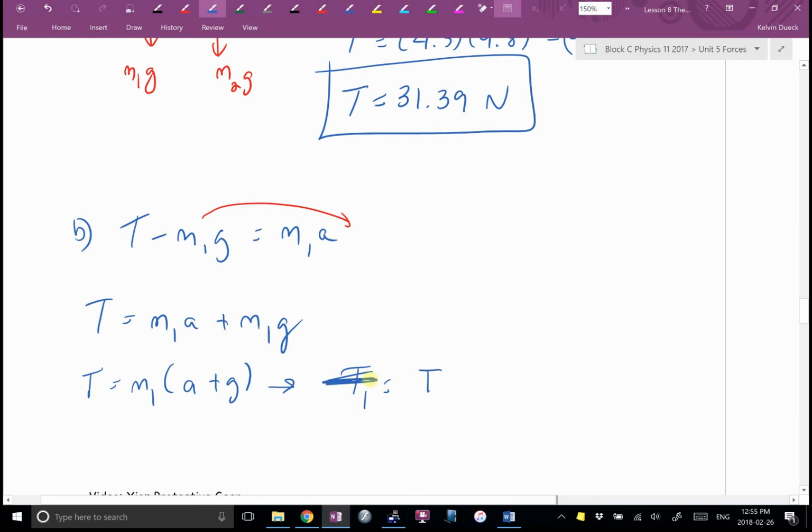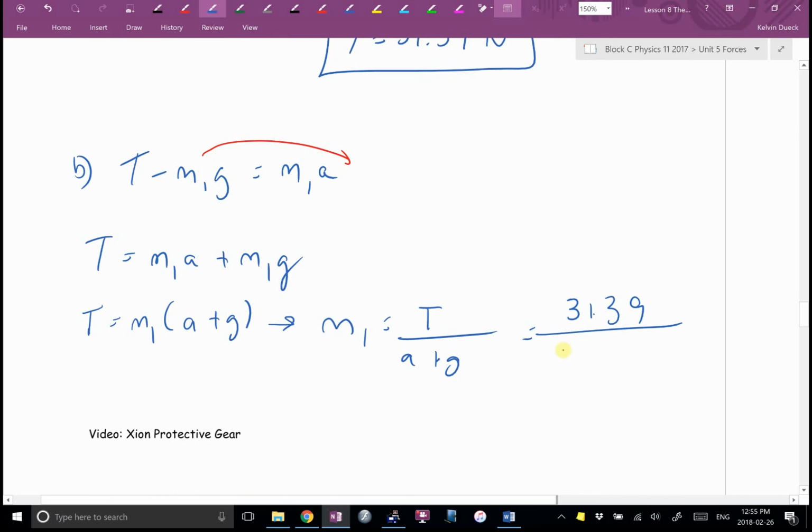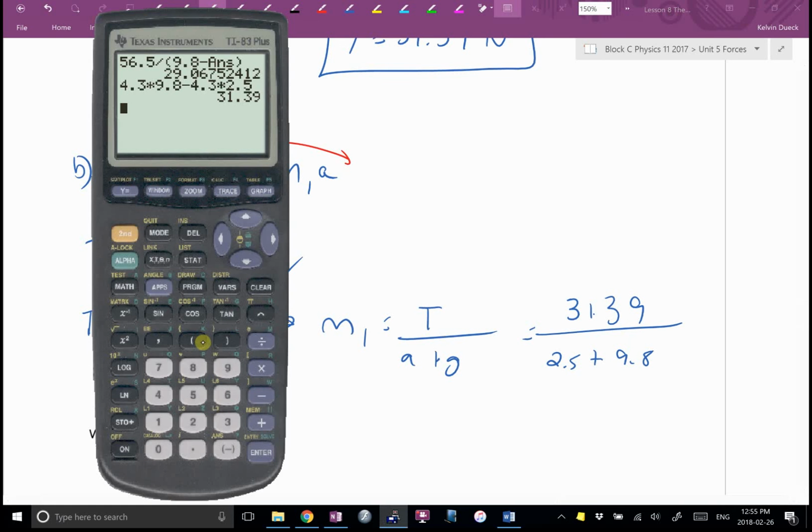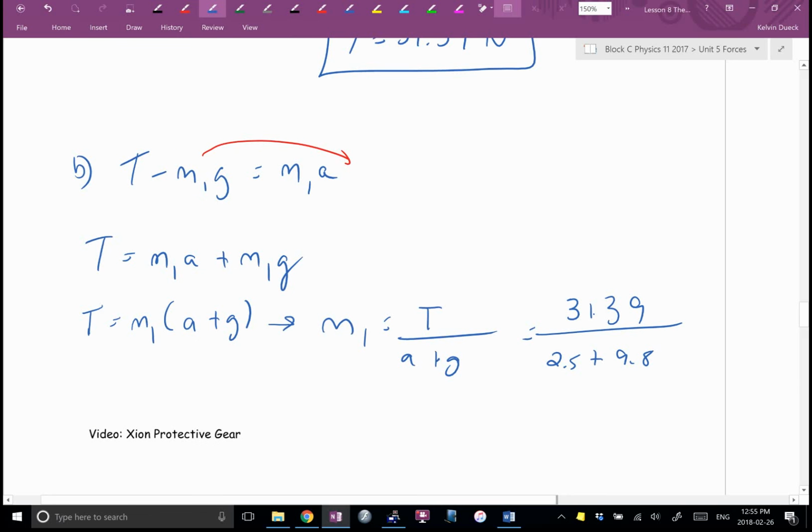What did I write, Mr. Dewick? M1 is going to be T divided by A plus G, and tension, I have this stored on my calculator, 31.39. A was 2.5. G was 9.8. Good yawn, Cole? Yeah. And I get mass 1 has to be 2.55 kilos.